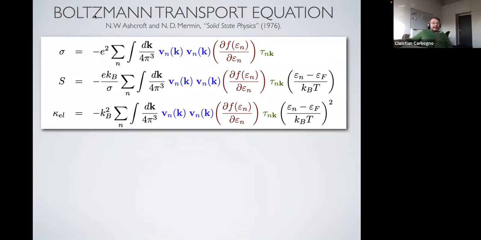So in that case, we have the electrical conductivity sigma. We have the heat conductivity due to the electrons kappa, and we have the Seebeck coefficient that tells you how much heat is induced due to charge transport, and vice versa, how much transport is induced due to heat.